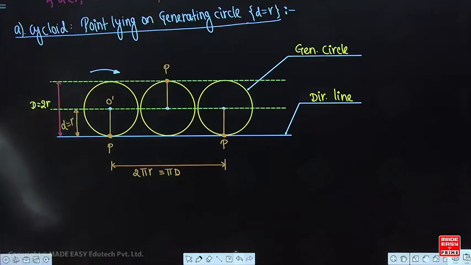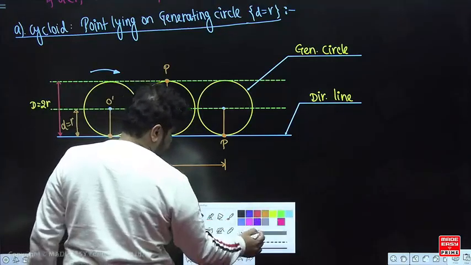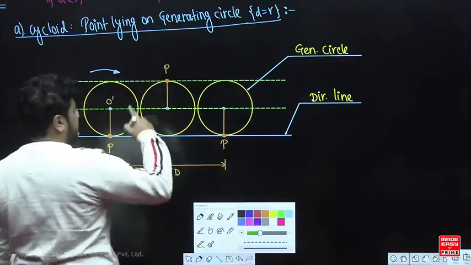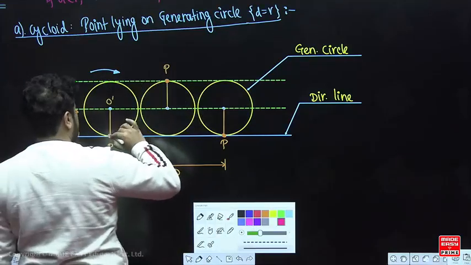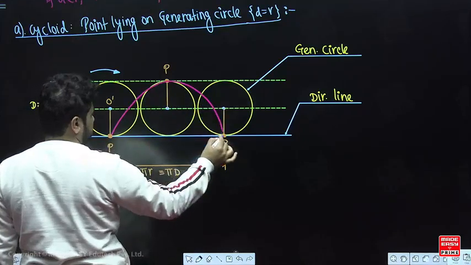correct. Now so I have to draw the cycloid. So what I will do is I will just join all the points, right. So let me join these points, isn't it?